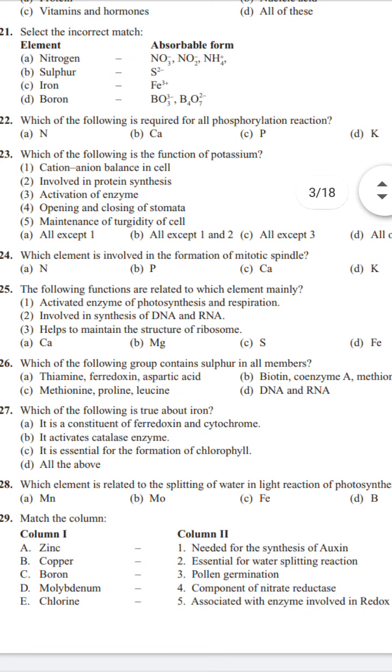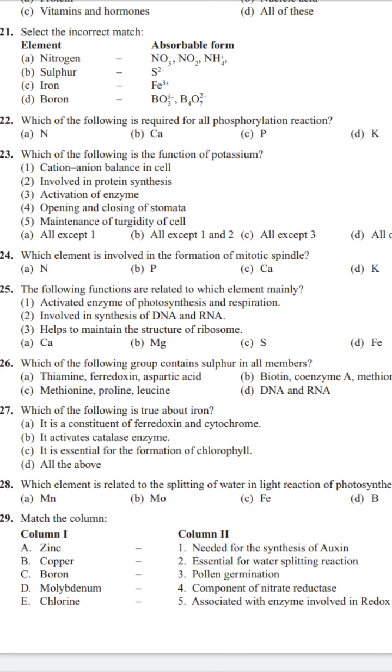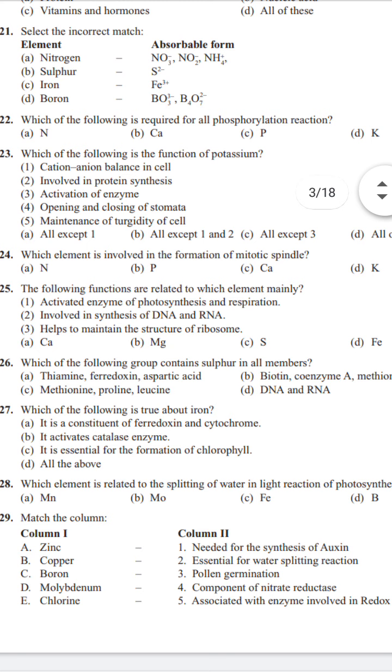So magnesium. Magnesium is absorbed by plants in the form of divalent Mg2+. It activates the enzymes of respiration and photosynthesis, is involved in the synthesis of DNA and RNA, and also helps in the synthesis of ribosomes. Magnesium is a constituent of the ring structure of chlorophyll and helps to maintain the ribosome structure. So with this explanation we came to know the correct answer is Mg2+.